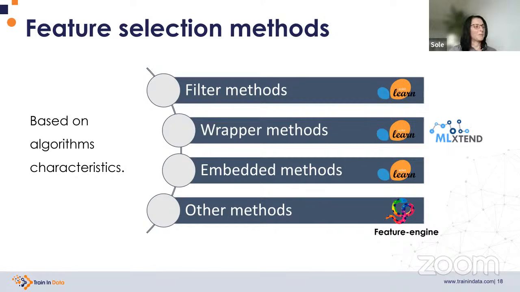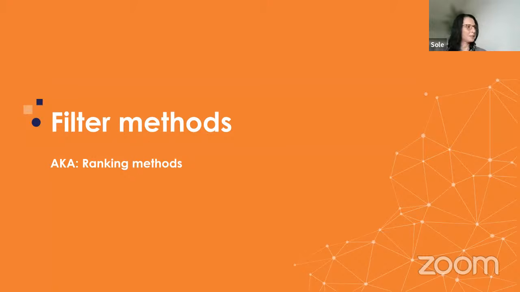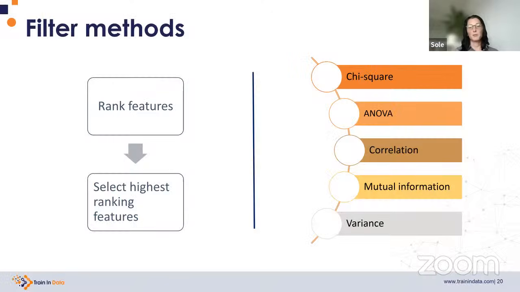Scikit-learn also offers embedded methods, and Feature Engine basically provides everything that is not available anywhere else. So filter methods, what are these? Filter methods are also known as ranking methods because what they do is they basically rank features with some criteria, and then they are going to select the highest ranking features.